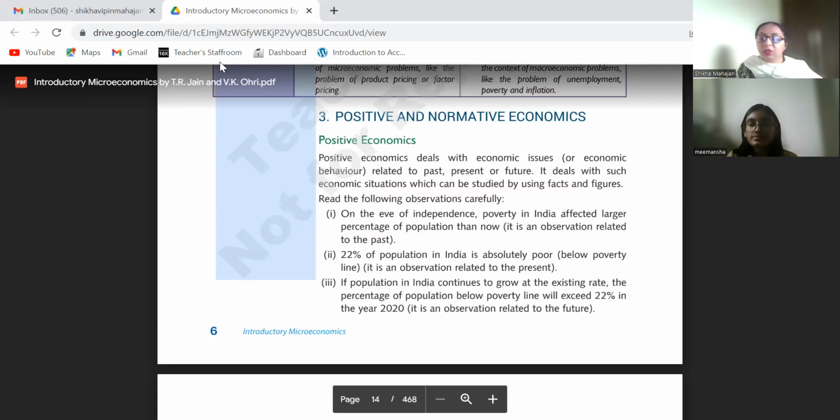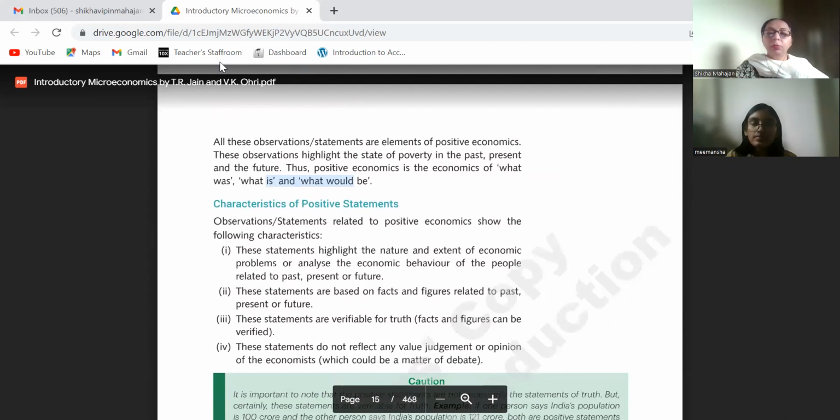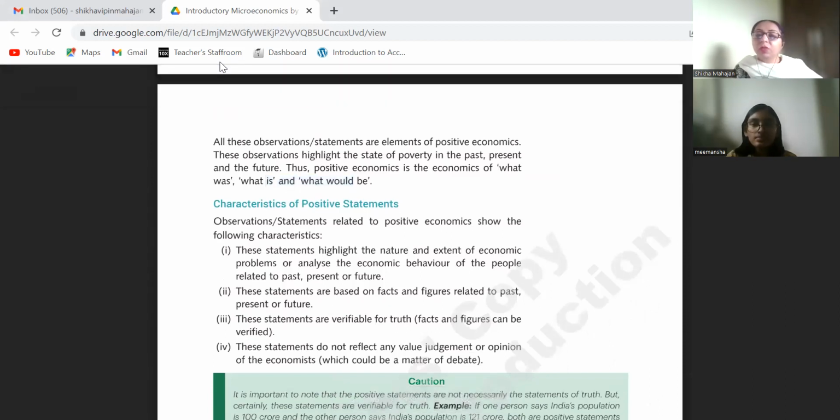So on this basis only the government drafts its policies, right? Studying past, present, and future. So all these observations are elements of positive economics. Observations highlight the state of poverty in the past, present, and future. So positive economics is the economics of what was, what is, and what would be.